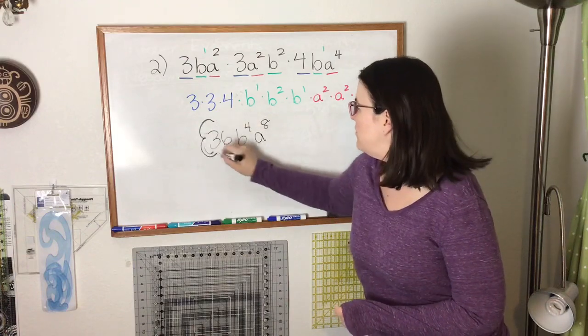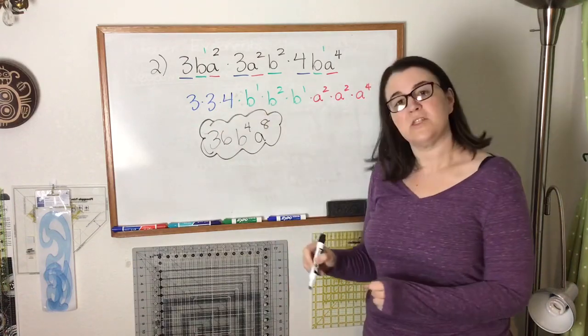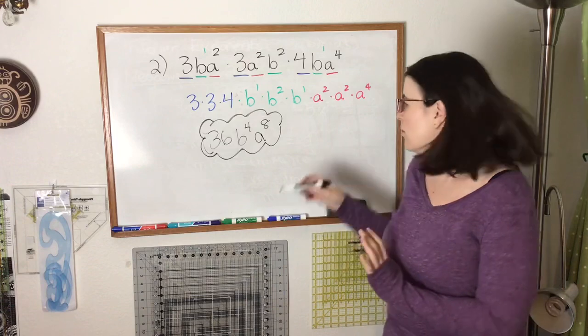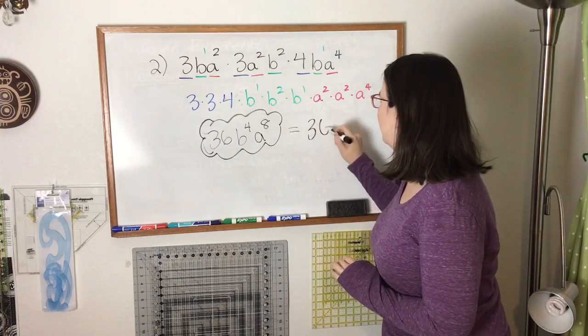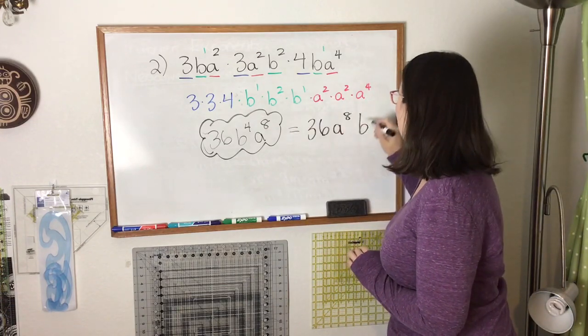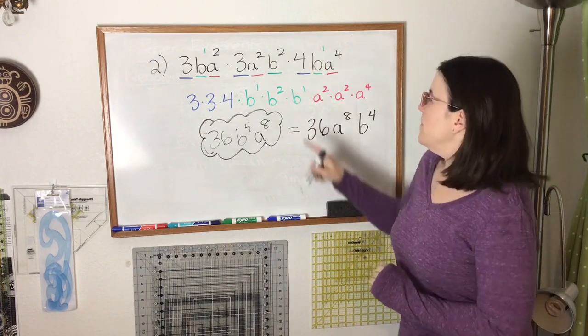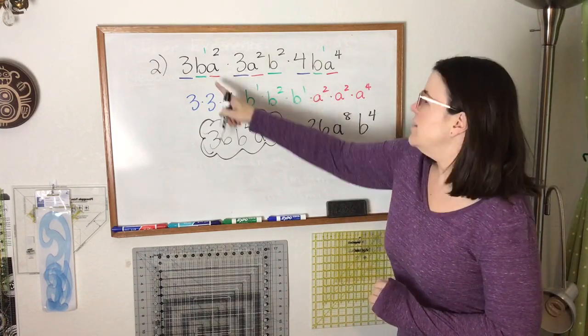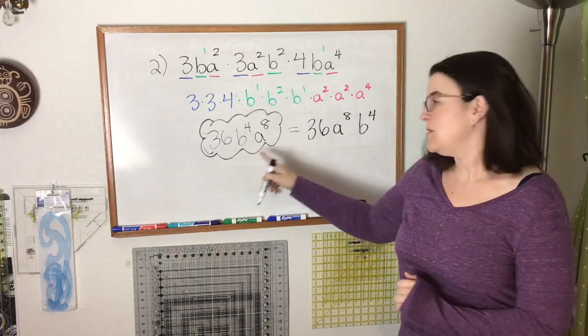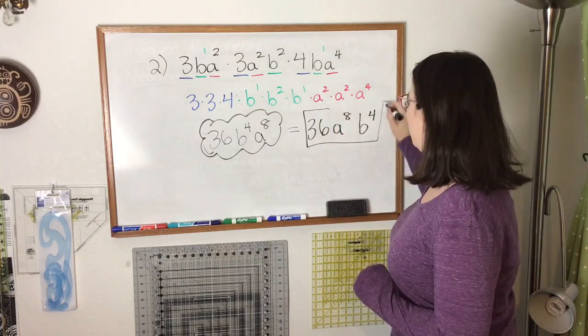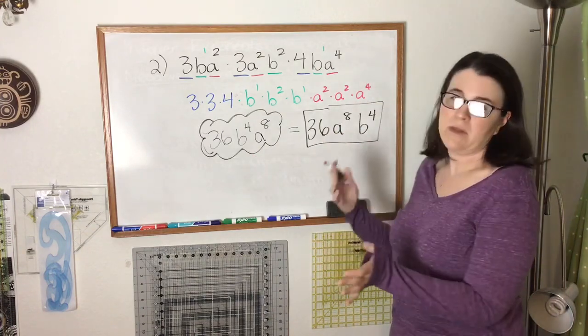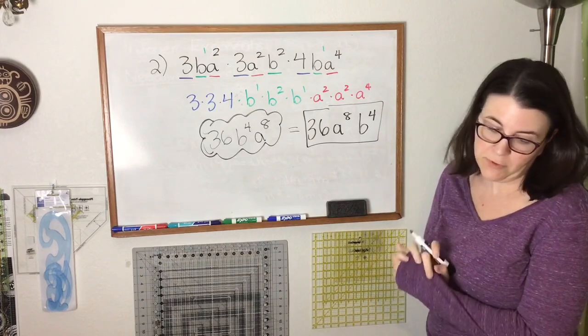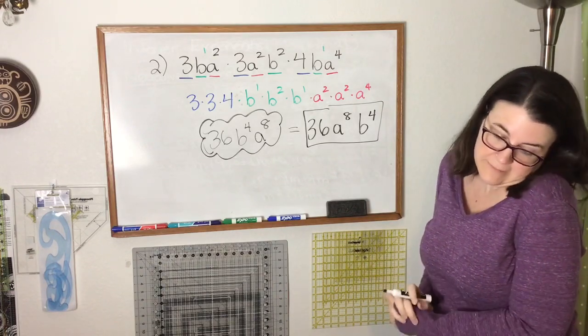However, best practice is to put it in alphabetical order. So you should really get 36, a to the 8th, b to the 4th. It's not wrong to write it like this, but it's a better practice to have it in A, B, C, D, E, F order. All right, so that's problem number 2 on your review worksheet.